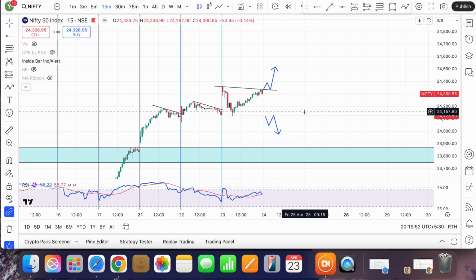Reduce your positions while trading on the short side. Trade with lower quantities than you usually do. But on the long side, yeah, you can trade your regular normal quantities. But again, on the long side also, I believe the risk reward is right now not very feasible.